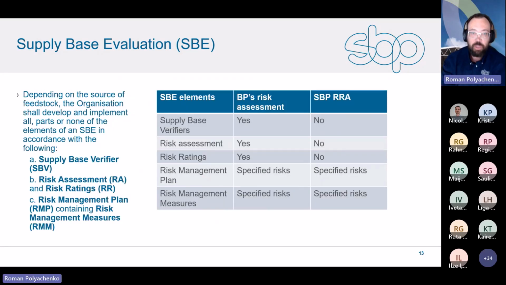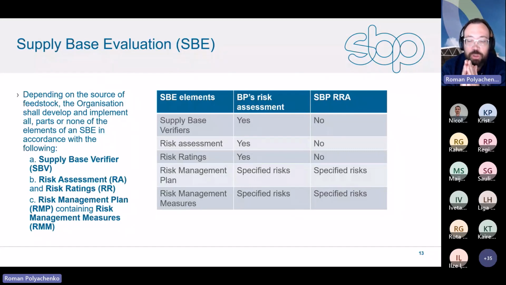All right, as I promised in the previous slide, let's explain the difference between using the RRA and the biomass producer's own risk assessment. So let's assume that supply-based evaluation is necessary and the biomass producer is using primary feedstock. We should look at the components of the SBE and when these apply. On this slide, you can see the table. It has 3 columns. The first column is SBE elements. The second is the column for the company's own risk assessment, and the third is for the SBP endorsed regional risk assessment.